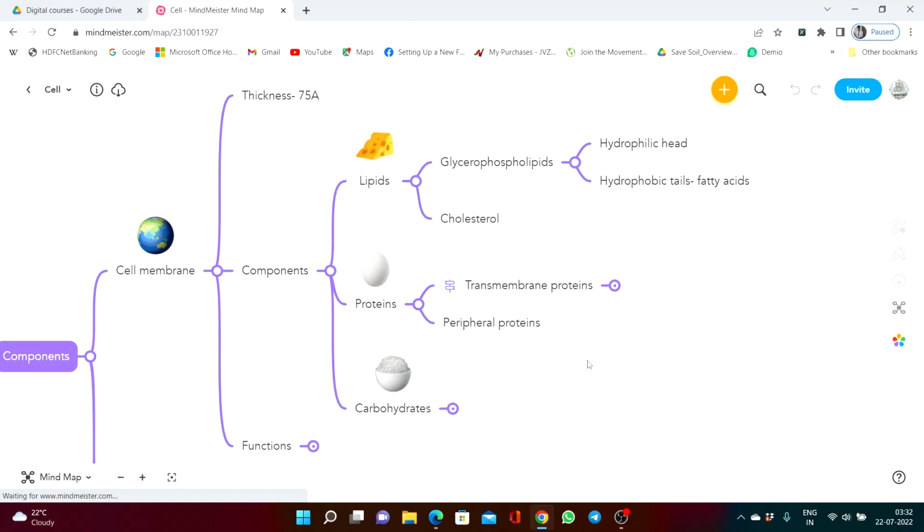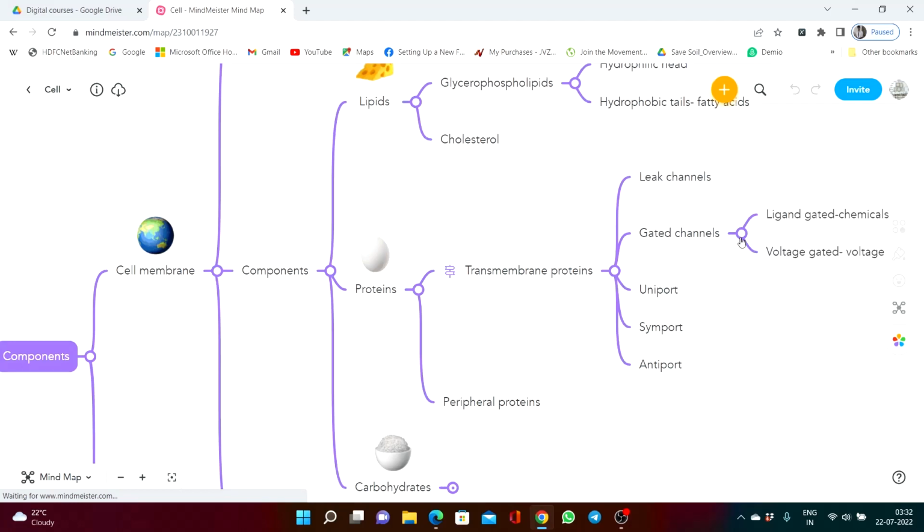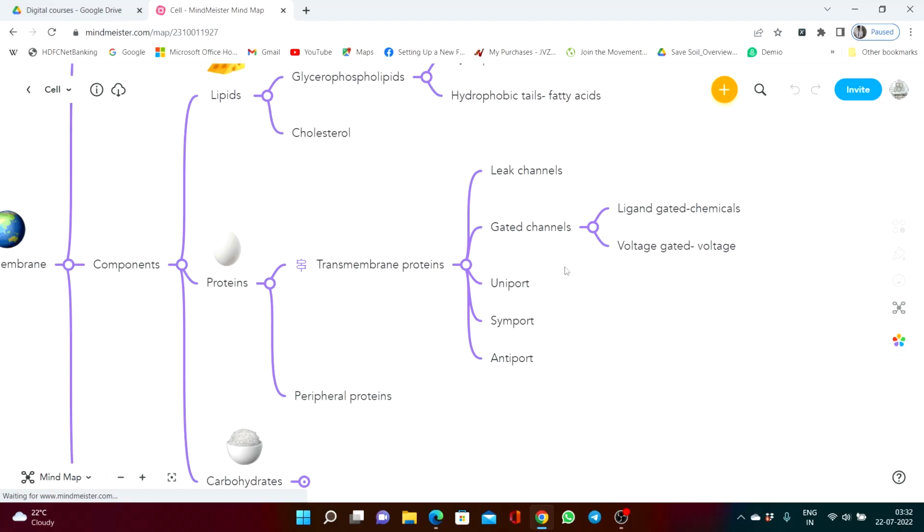Transmembrane proteins are present through the cell membrane, passing both layers of glycerophospholipids and help in transporting materials. Based on what they transport and how they transport, they are classified into leak channels and gated channels, which are further divided into ligand and voltage gated channels, depending on what they transport. Depending on how many substances are transported and the direction in which they are transported, they are classified into uniport, symport and antiport.